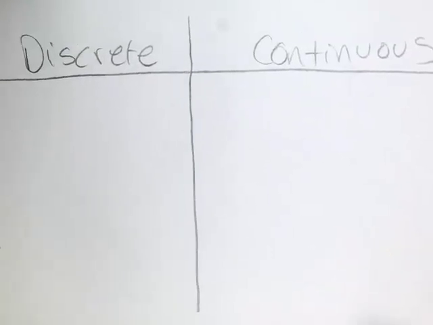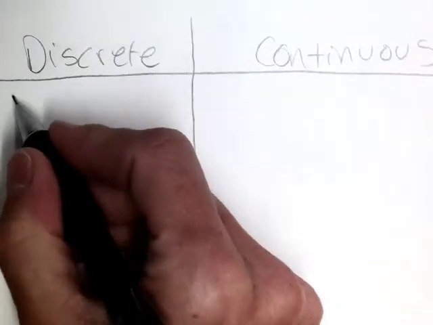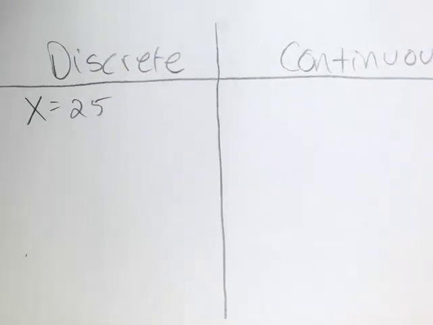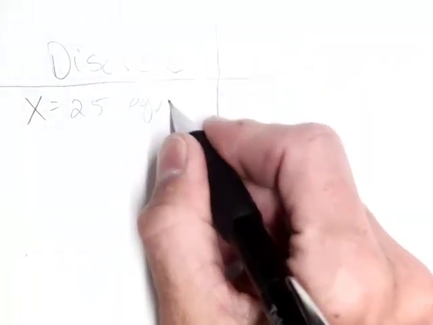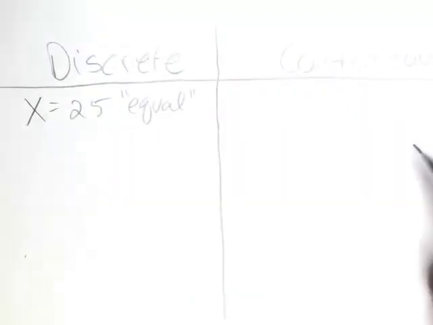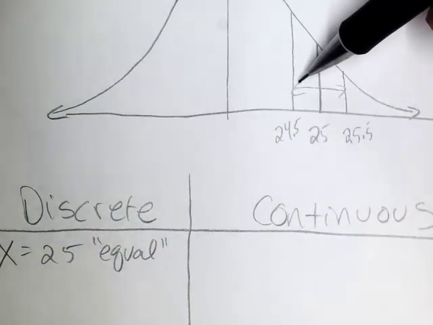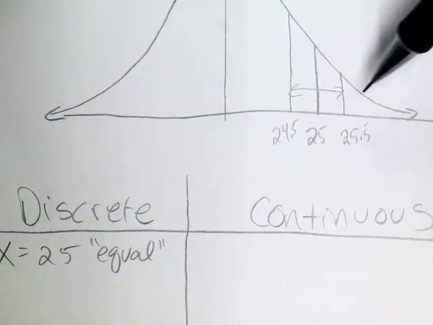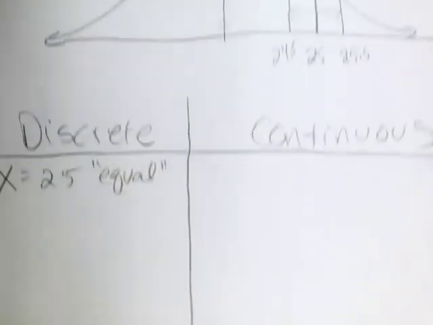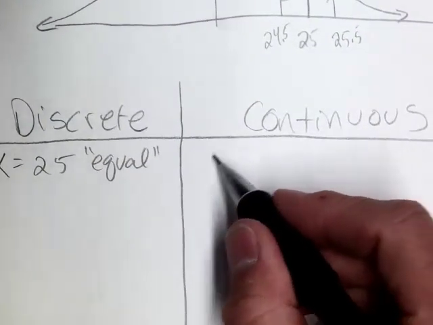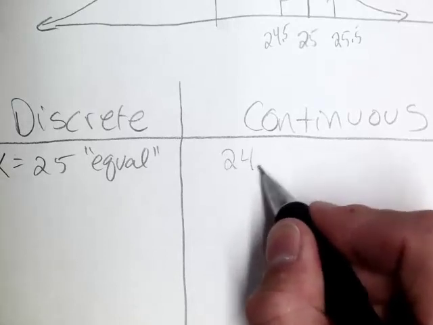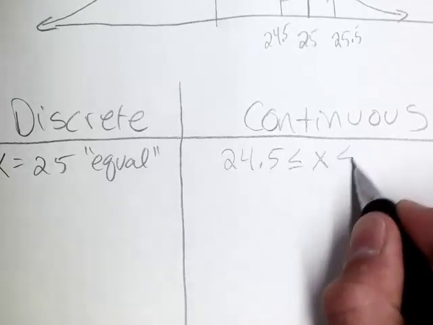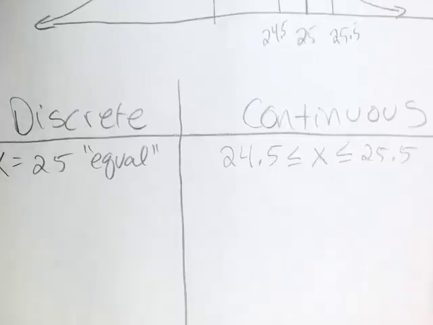Okay, so I'm going to use the number 25 for x in this situation. All right, so if x is equal to 25, the case of equality, what that means is I want to find the area in the continuous case between 24.5 and 25.5. So in the continuous case, that can be represented as this inequality: 24.5 is less than or equal to x is less than or equal to 25.5.